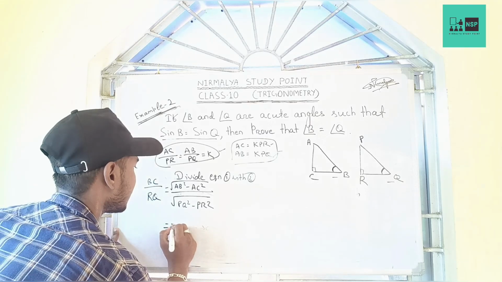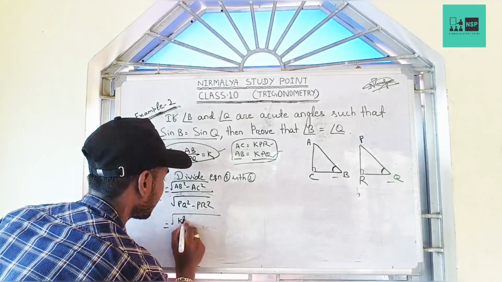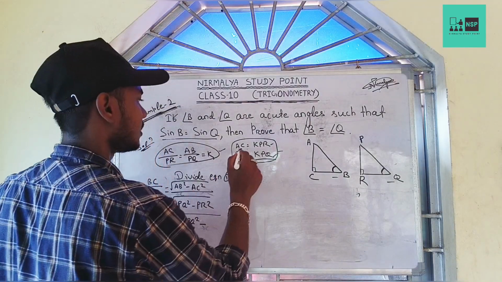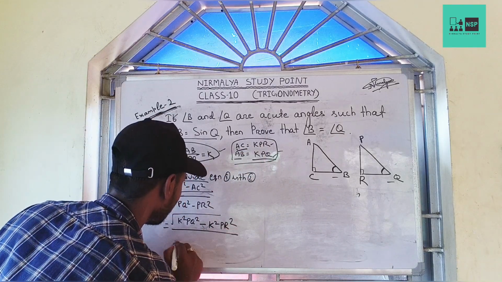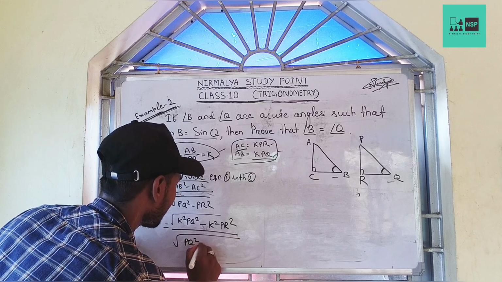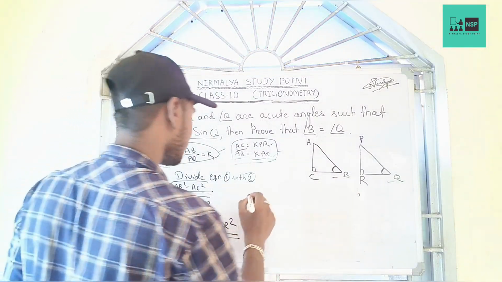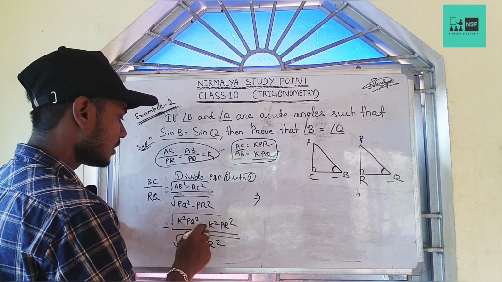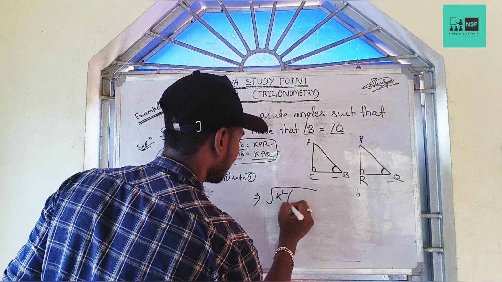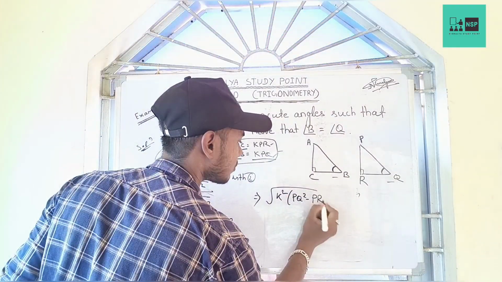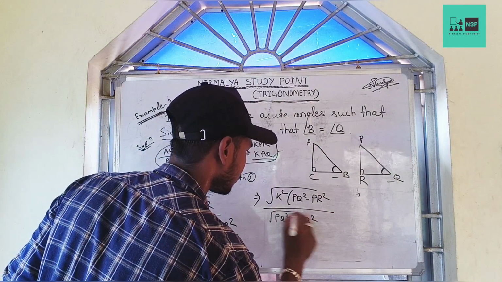Okay, so what is the answer? In place of AB square, we can put K square PQ square, minus, in place of AC square, we can simply write K square PR square, whole divided by PQ square minus PR square, root over. So what is next? We can take common K square, that is K square into PQ square minus PR square divided by PQ square minus PR square, root over.